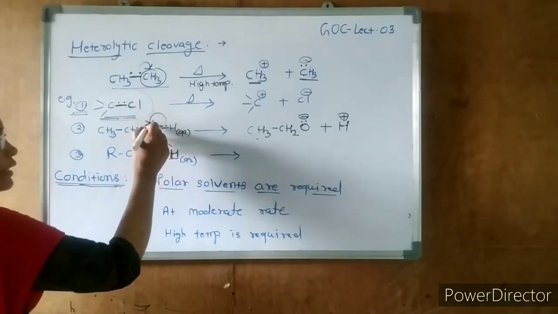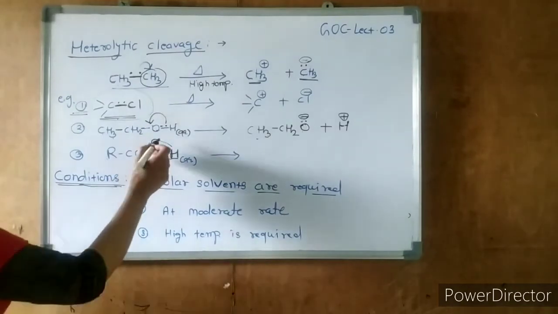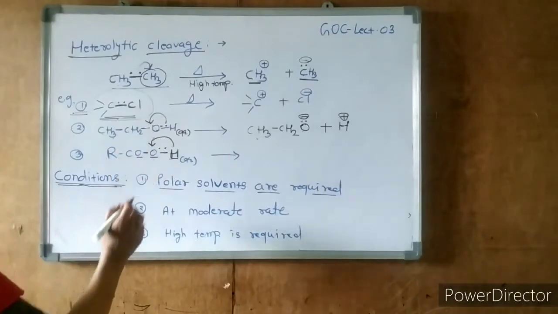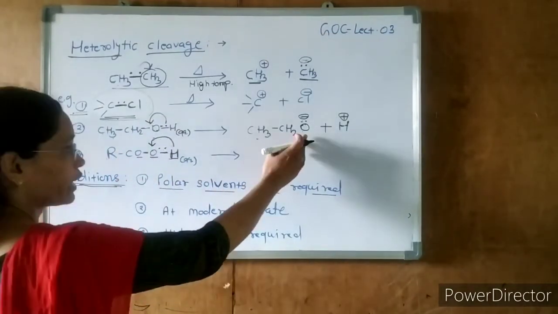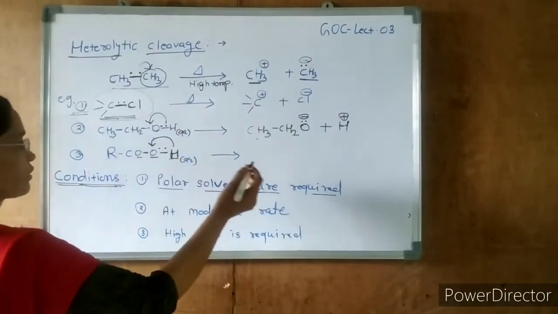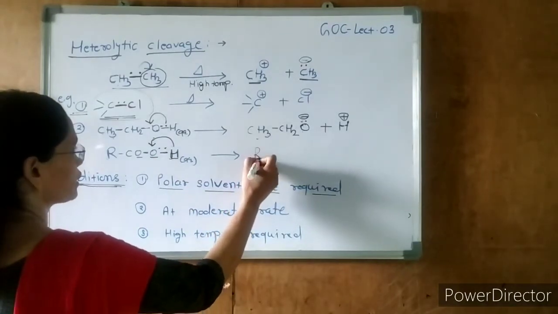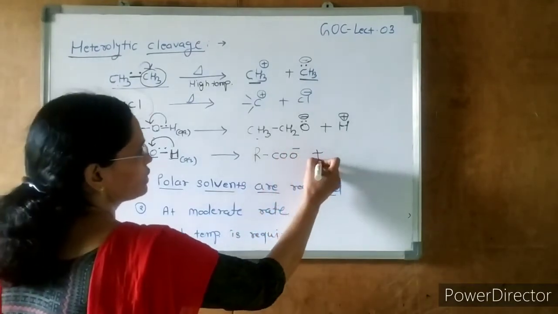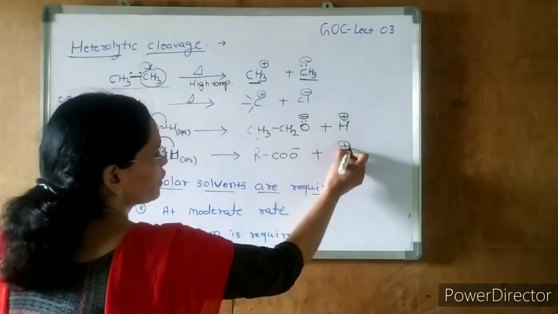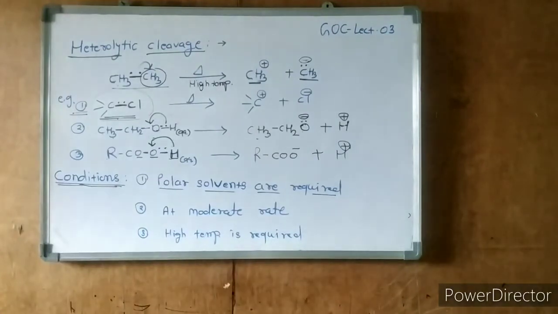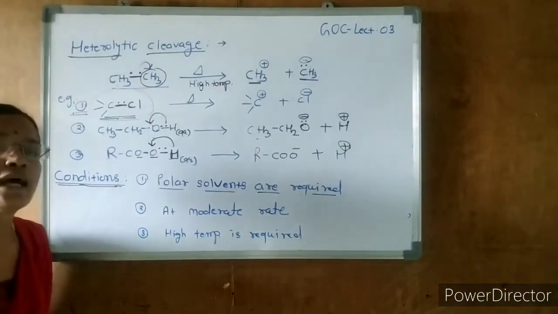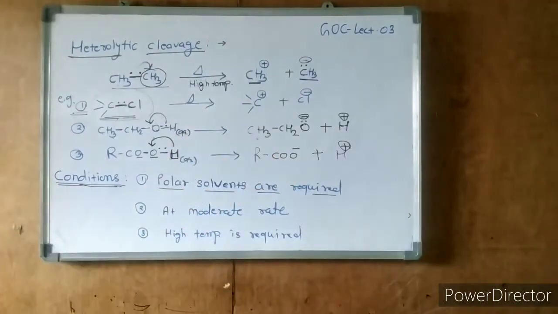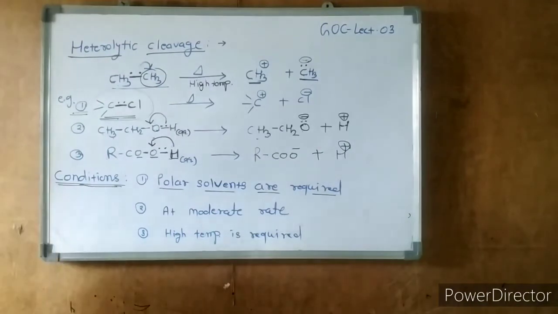Same thing like this. Both the bonded electrons get transferred towards the oxygen atom. That's why the oxygen atom will get negative charge, and here the hydrogen atom will get positive charge. That is, here RCOO negative and here H plus. Means here is also the formation of cations and anions, right? Formation of cations and anions takes place when heterolytic cleavage takes place, right?